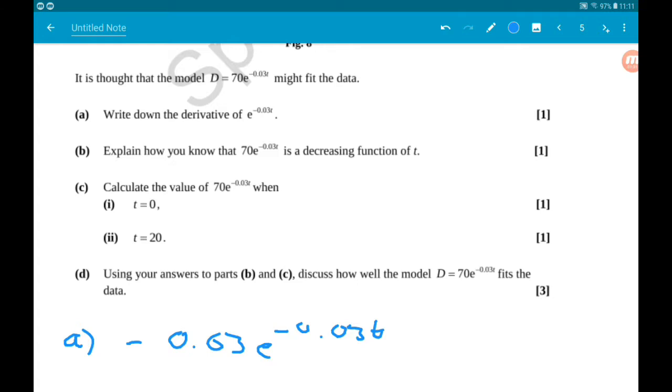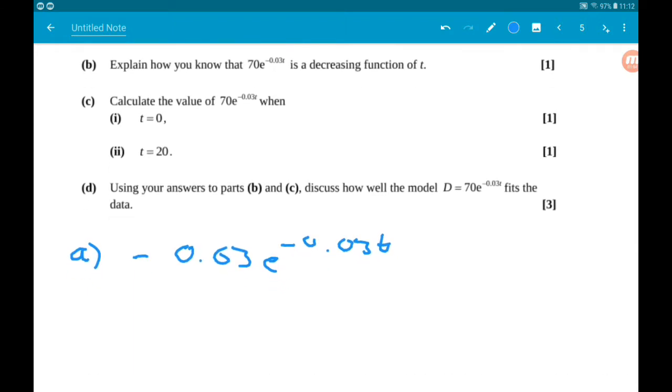Part B wants us to explain how you know that 70e to the minus 0.03t is a decreasing function of t. Okay, so we know that D is 70e to the minus 0.03t.